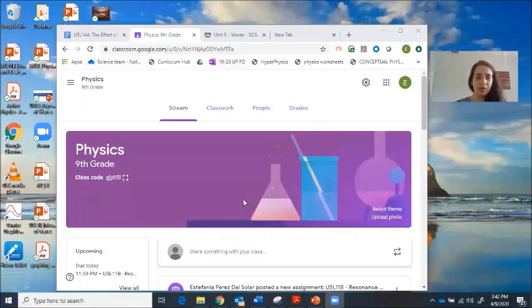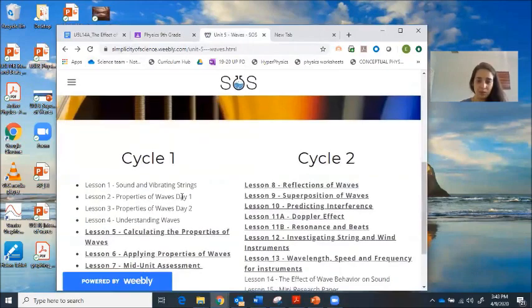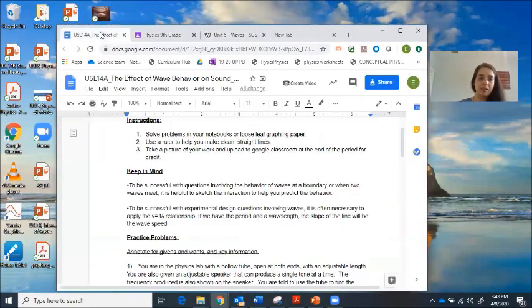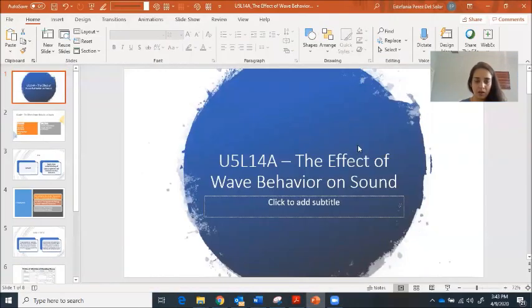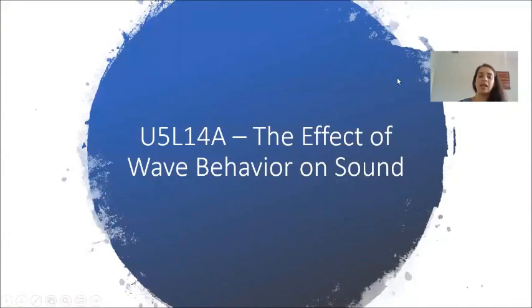Let's start with our tabs. So for today you are going to need your Google Classroom, of course, Simplicity Science website, and then the classwork for today. And our PowerPoint.